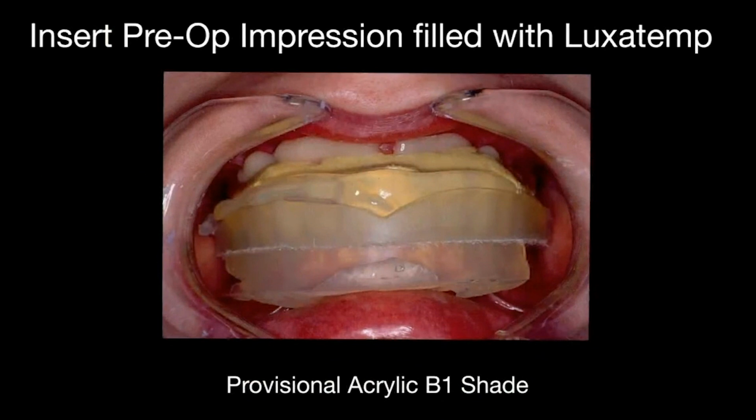And then I insert the pre-op impression filled with Luxitemp, or you could use Integrity or your favorite acrylic. I find that Luxitemp polish is nice for me, and the Luxitemp Ultra seems to be a bit firmer, so I like using that. But there are many good products out there you can use as a provisional acrylic self-setting. So this is B1 in shade.